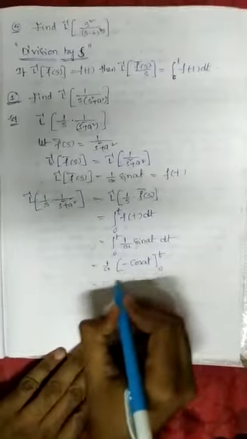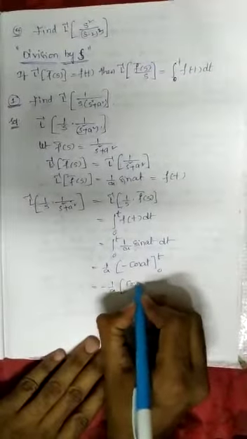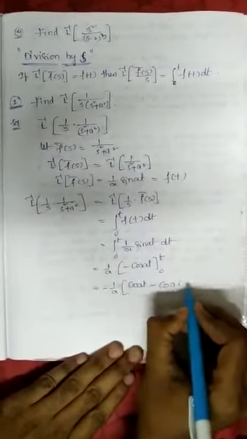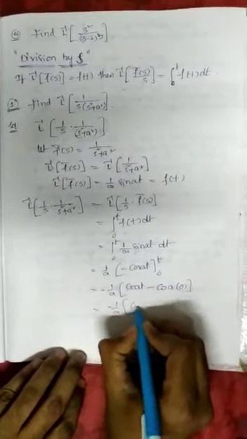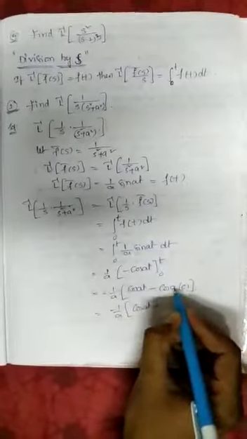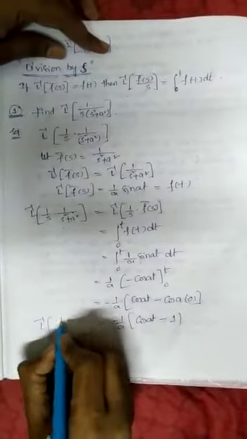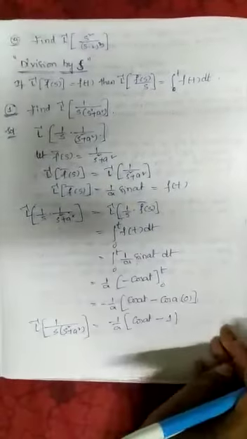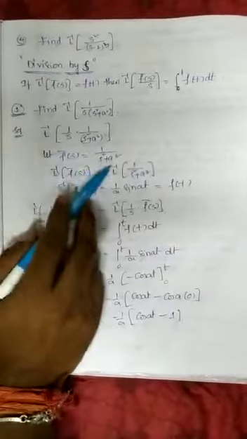Now apply the limits. Write this minus outside: minus 1 by a. If you apply the upper limit, you will get cos at only. Minus, what is the lower limit? 0. In place of t, we have to substitute 0. So minus 1 by a into cos at minus cos a into 0, which is cos 0, and the value is 1. So that is the Laplace inverse of our given function 1 by s into s square plus a square. This is the way of solving division by s problems.